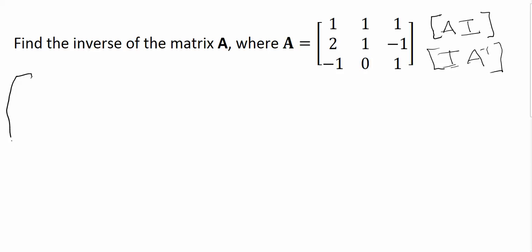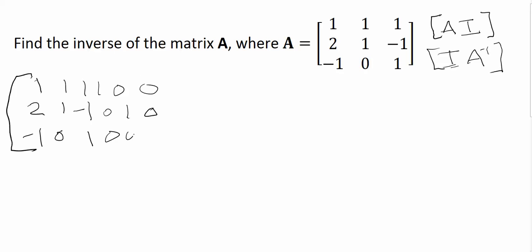So in our case, that means we start out with 1, 1, 1, 2, 1, minus 1, minus 1, 0, 1. And on the right half, we put in the identity matrix. That's a 3 by 3. So it's 1, 0, 0, 0, 1, 0, 0, 0, 1.